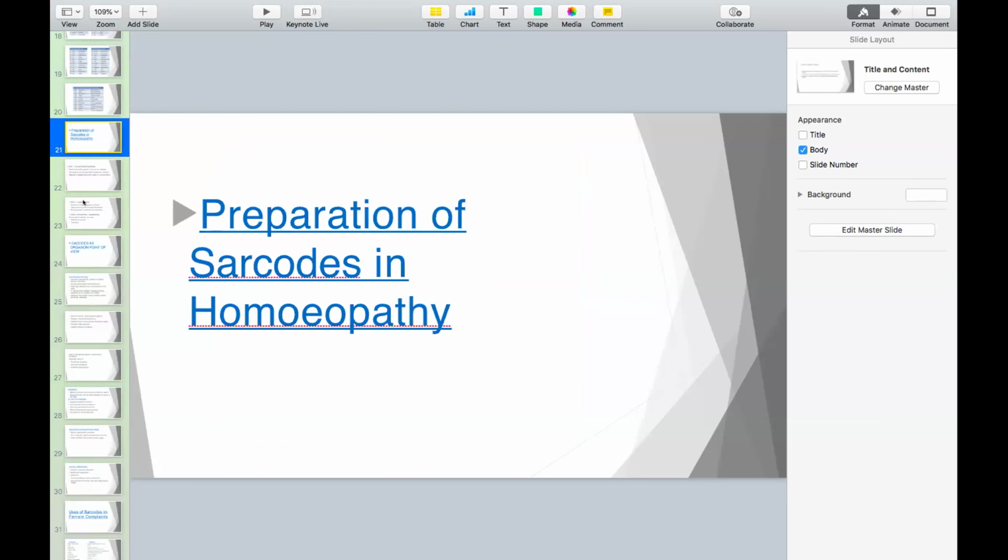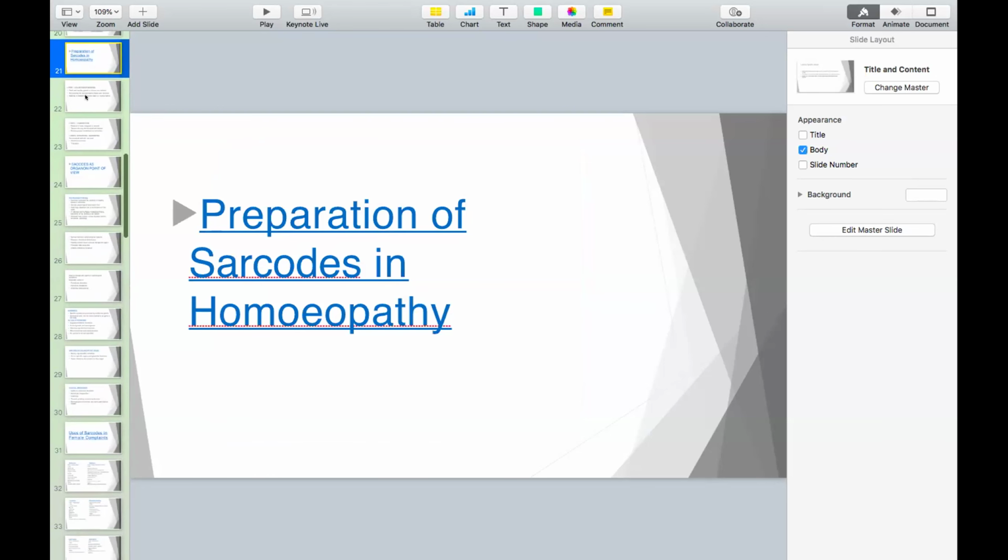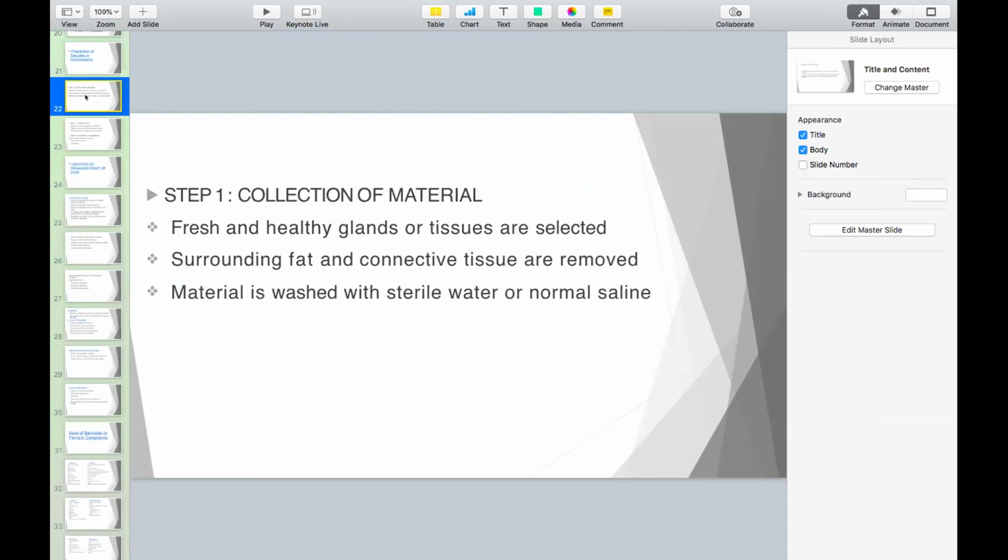Next one, ma'am. So, the preparation of SARCODES. Basically, healthy glands or tissues are selected, and then the extra fat and connective tissues are removed, and the material is washed with sterile water and normal saline. Next step is comminution. The material is finely chopped and the tissue cells may be triturated with lactose, to ensure proper breakdown for the extraction.